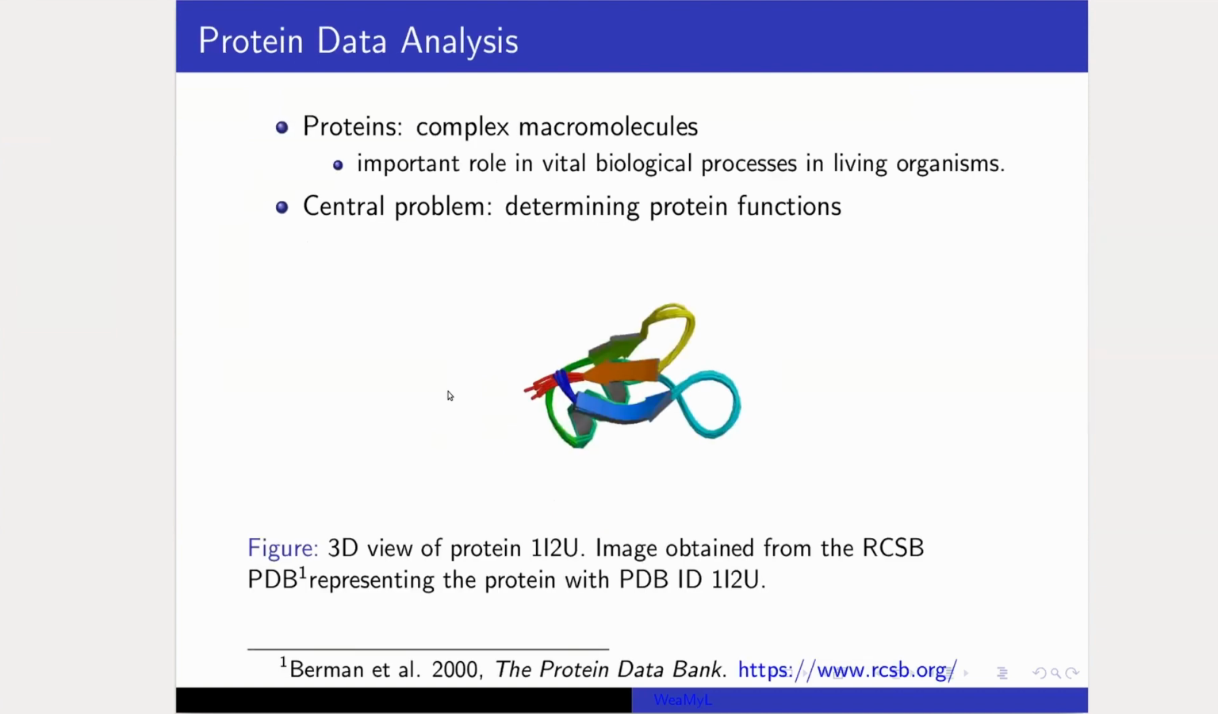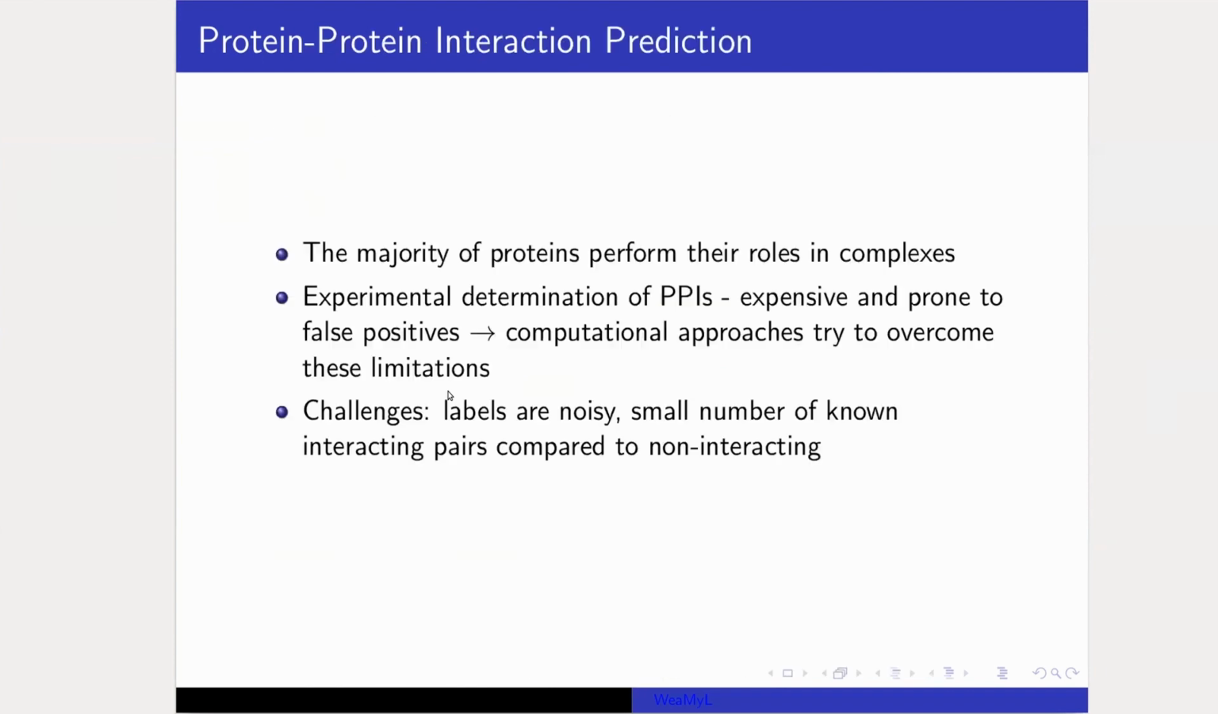Coming back to the application that I am presenting, why is protein-protein interaction prediction important? It is a subfield of computational protein data analysis, which is relevant because proteins play important roles in all biological processes inside living organisms. A central problem in computational biology is being able to determine protein functions starting from the protein sequences. So only from the sequence itself, being able to determine a function that the protein will have.